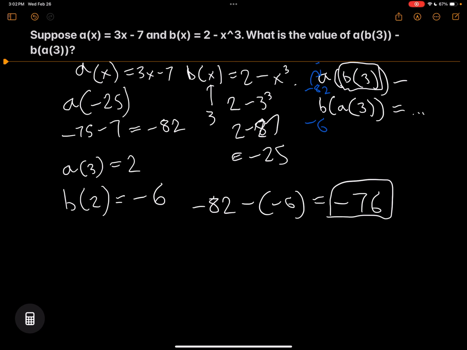All you really have to do here is break the problem down into manageable chunks, so you can successfully solve the problem by basically evaluating the innermost function part first, as we did here with b of 3. We found the value of b of 3, then put it back into a to get the value for the entire thing. Then we used the same technique for the second one. We found the value of a of 3, and then put it back into b. So that's how you would solve a question like this from Algebra 1 involving composition of functions.